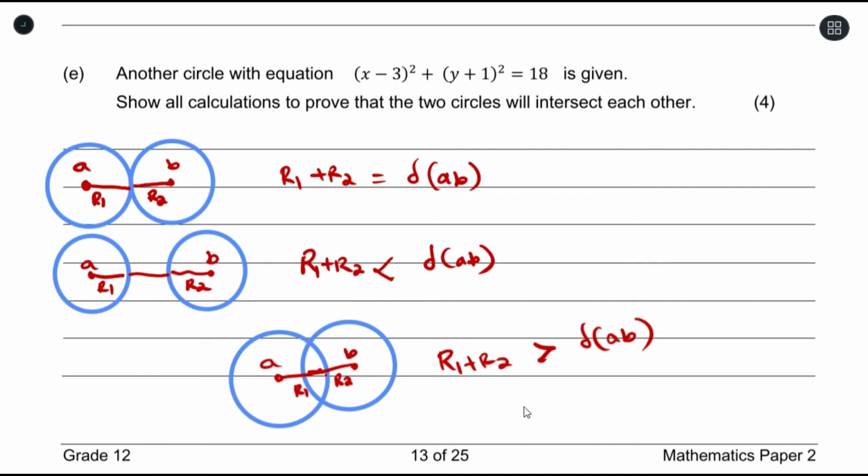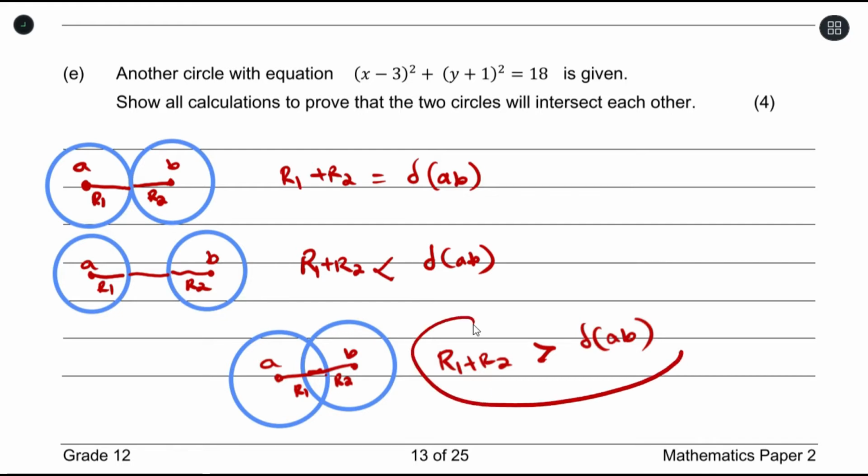Okay? To answer this question, we need to get 2 things. We need to get the addition of the 2 radii. You get the radius of circle 1, the radius of circle 2. The second thing we need to get is the distance between the centers of those 2 circles.